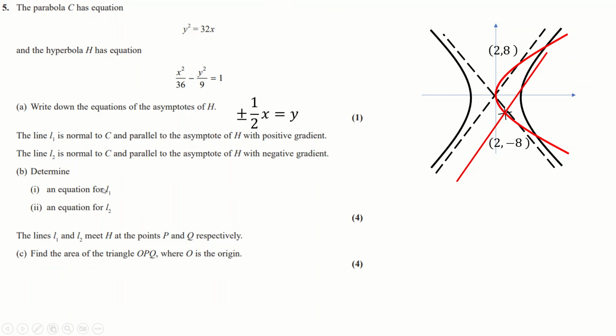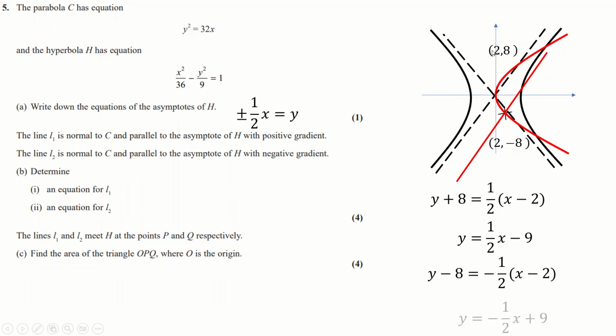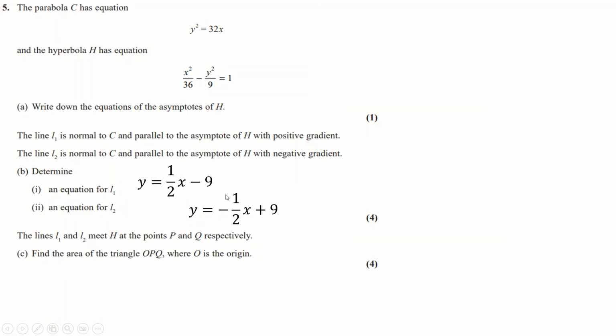Okay, good. So determine an equation for L. Well, this is fine now because we've got y minus y1 equals m times x minus x1. M is a half for this one, so y minus this equals a half times x minus this. We can simplify that out. And for the one up here, the one that has negative gradient, it's going to be y minus 8 equals minus a half times x minus 2. And we'll get this equation here. And those would be our two answers there.